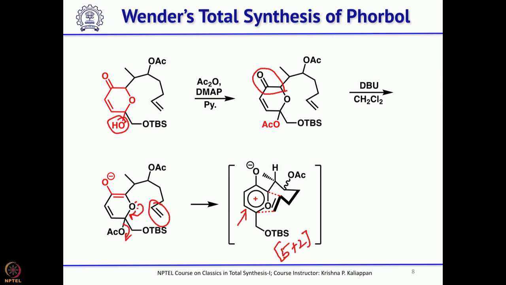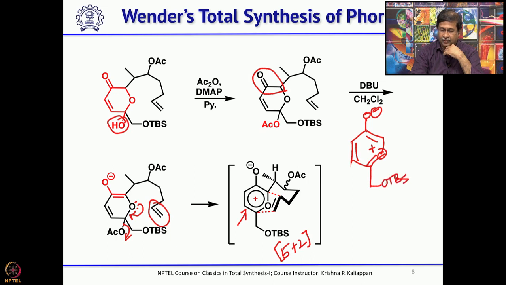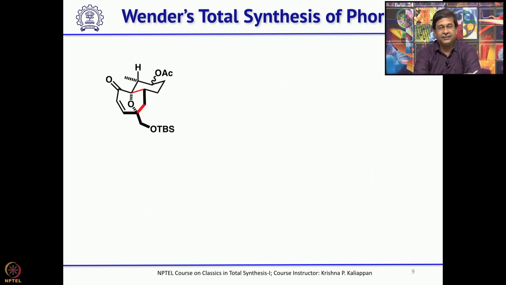An intramolecular 5+2 cycloaddition reaction. So I will leave it for some time so that you can visualize. Okay. First it forms this. This is what happens. Now it can undergo cycloaddition like this. Okay. So when that happens, you get this product.